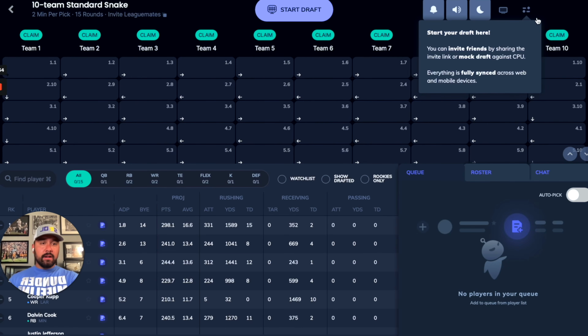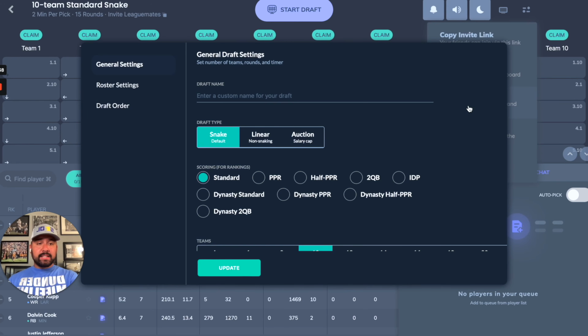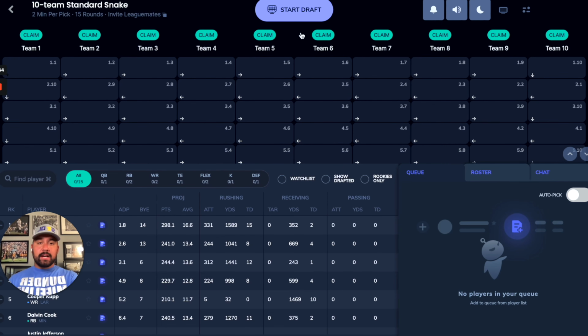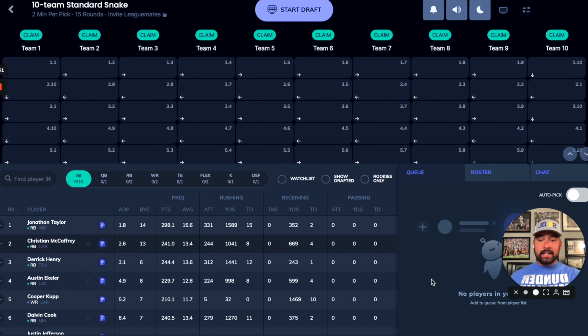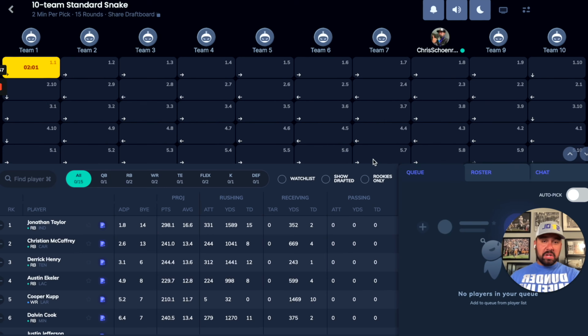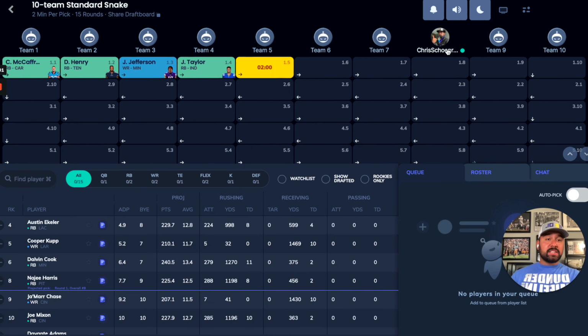You go in here and you finally go down to draft settings. You've done everything, the scoring, the roster, all that stuff that I showed you before. All right, you've got to click this Start Draft button, and it'll help you learn how to pick the players, how to actually see these things in real time. So if I click on Start Draft here, I'm going to hit OK. It gives you a little pause.